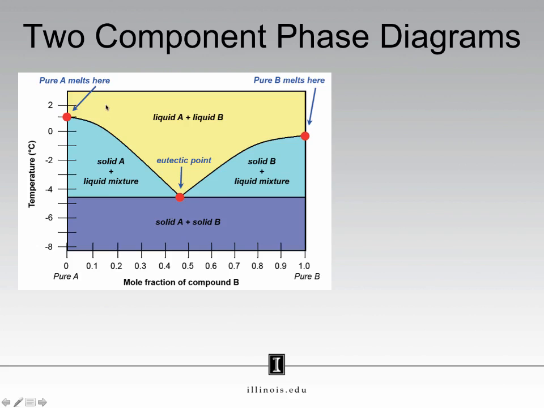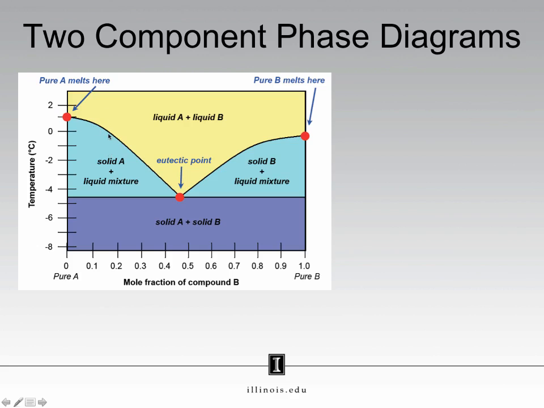If we take a mixture that is 0.2 mole fraction of B, we see that at 2 degrees, the mixture is completely liquid. However, if we take that mixture and cool it to -1 degrees, we see that we have moved into a new region, where, as we can see from the label, we have solid A and a liquid mixture of A and B.